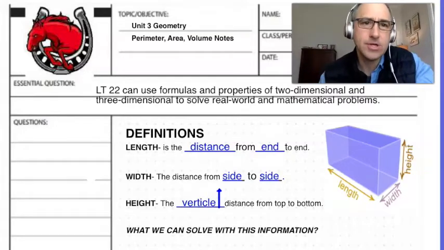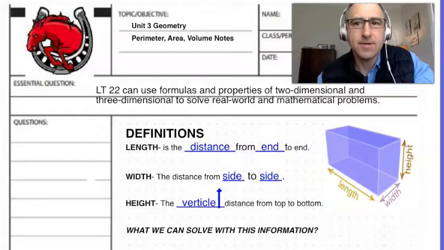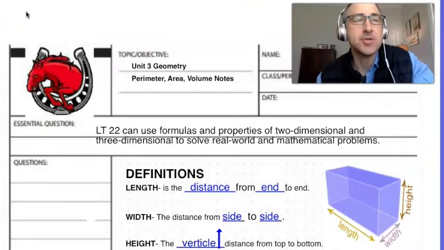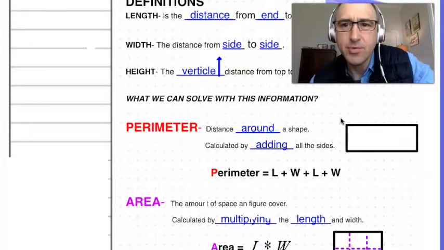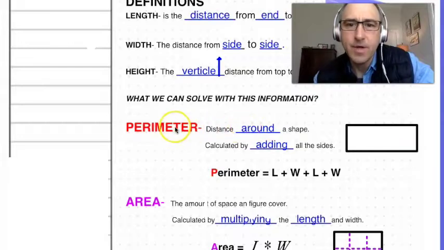Today we are going to work with compound shapes. These are going to be two rectangles or a rectangle and a square put together. And we're going to solve for perimeter and area. Let's make sure we know the difference between perimeter and area.